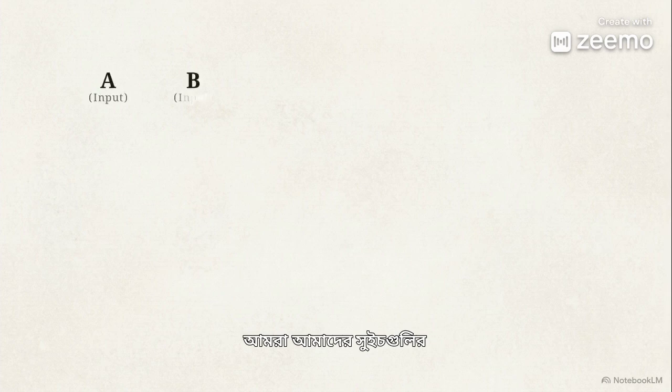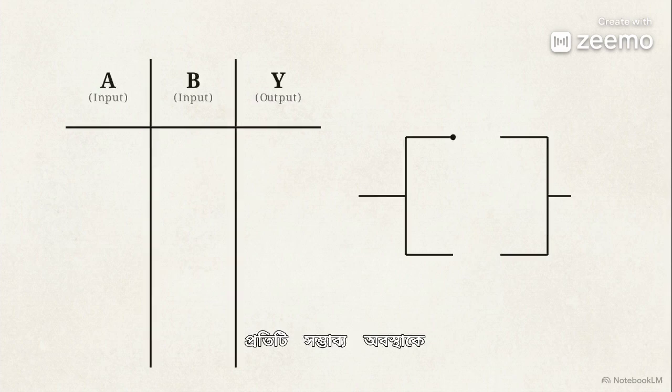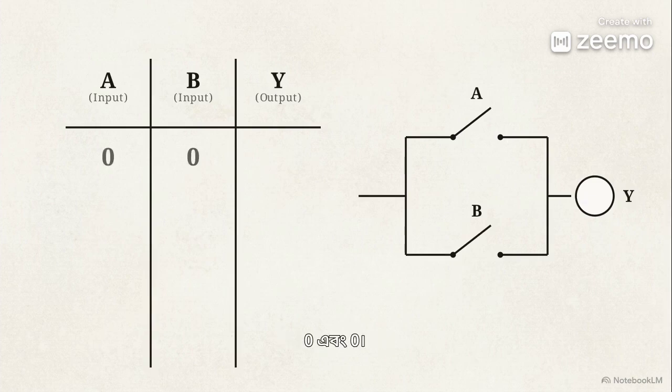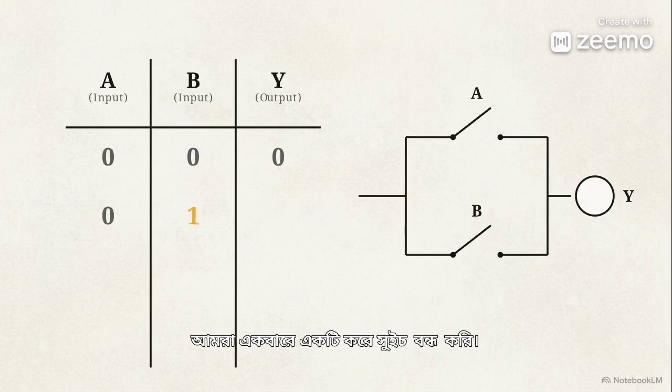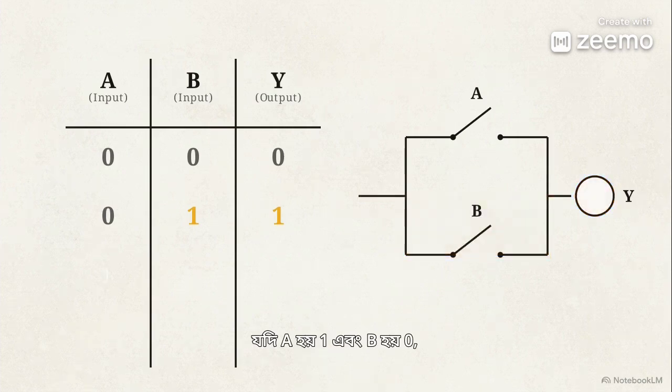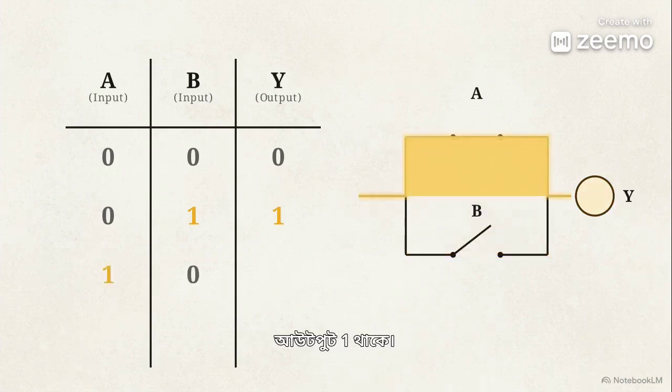We can map every possible state of our switches onto a truth table with inputs A and B and output Y. In the first row, both switches are open, 0 and 0. With no path for current, the output is 0. For the next two rows, we close one switch at a time. If input A is 0 and B is 1, the light is on, so the output is 1. Similarly, if A is 1 and B is 0, the output remains 1.